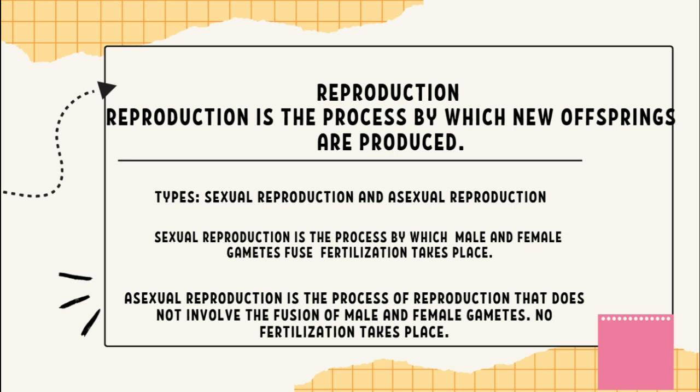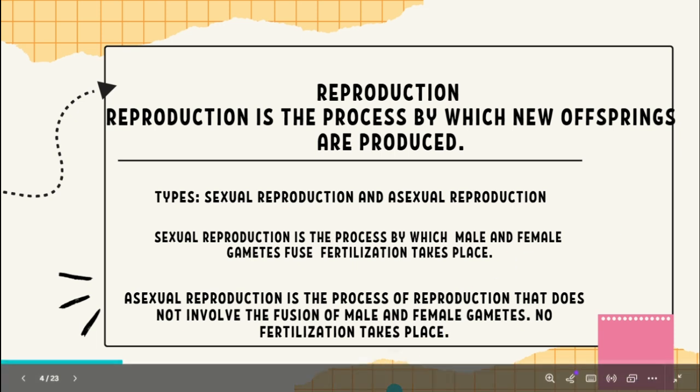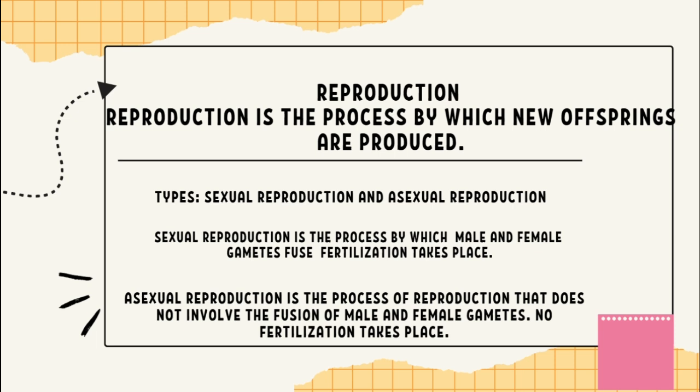Humans reproduce by sexual reproduction, meaning that both male and female gametes have to fuse and fertilization has to happen in order for you to say that something undergoes sexual reproduction. For asexual reproduction, it means that no fusion takes place, no fertilization took place. That is when you can say something is asexual. So human beings cannot undergo asexual reproduction, but plants can. And even though plants undergo asexual reproduction, they can also undergo sexual reproduction as well.